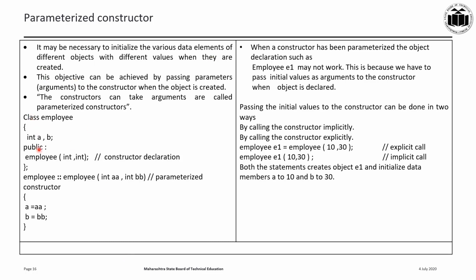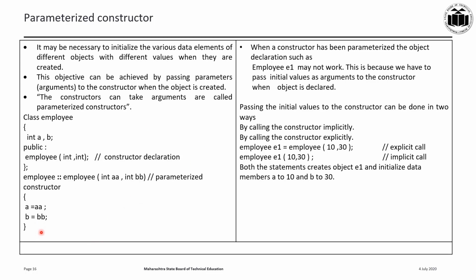We will see the syntax and the example. Class employee, int a, b; then in public I have just declared the outside member function declaration, employee(int, int). Then employee, scope resolution operator, employee(int a, int b). So a is assigned to a and b is assigned to b. Now in the parameterized constructor, employee e1.